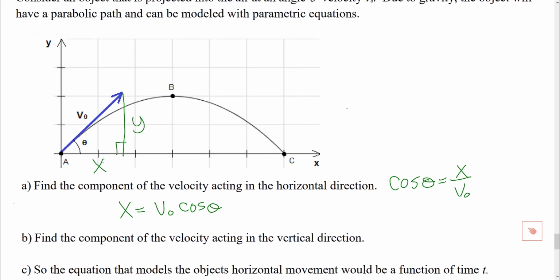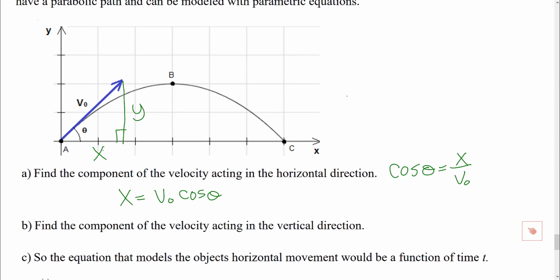All right, so if we want to know the component acting in the vertical direction, we will do the same thing but involving y. So that would be sine theta equals y over v naught. So the component in the vertical direction would be y equals v naught sine theta. Now this models how this is moving both horizontally and vertically, but it's a function of time. For the time that goes by, it moves by this much.